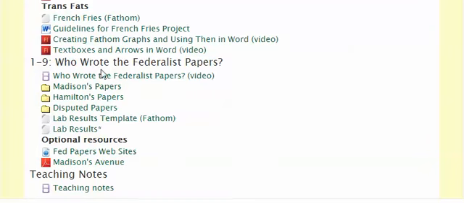Who Wrote the Federalist Papers is really a fun one-day project to do. I typically do it and don't even assess exactly what's going on. Makes great connections to history, and if you want to learn about the history, you can read these websites down here. That gives you a good introduction to chapter 1.